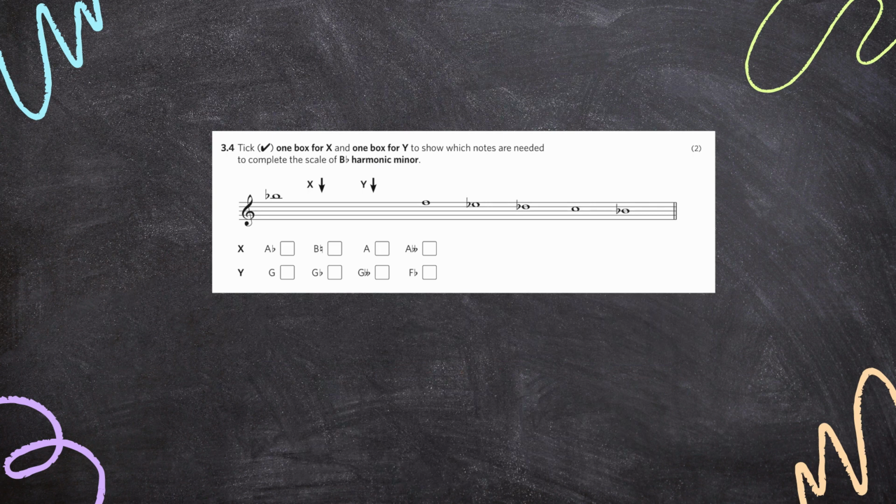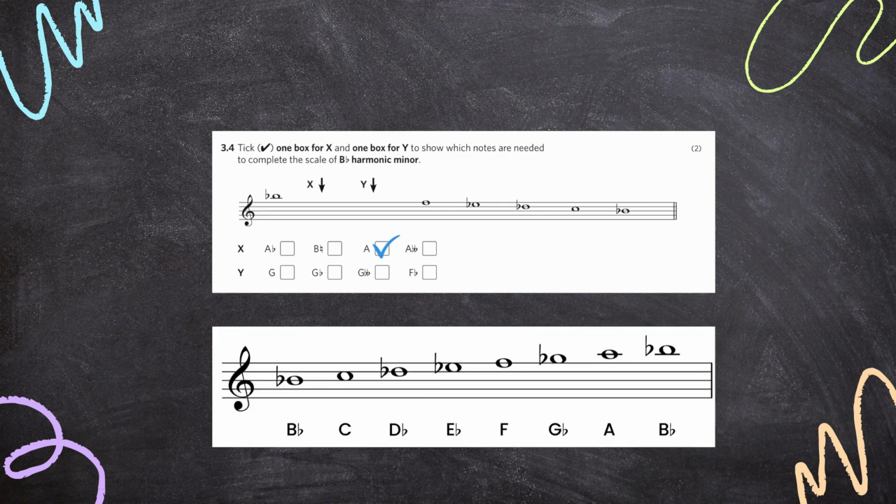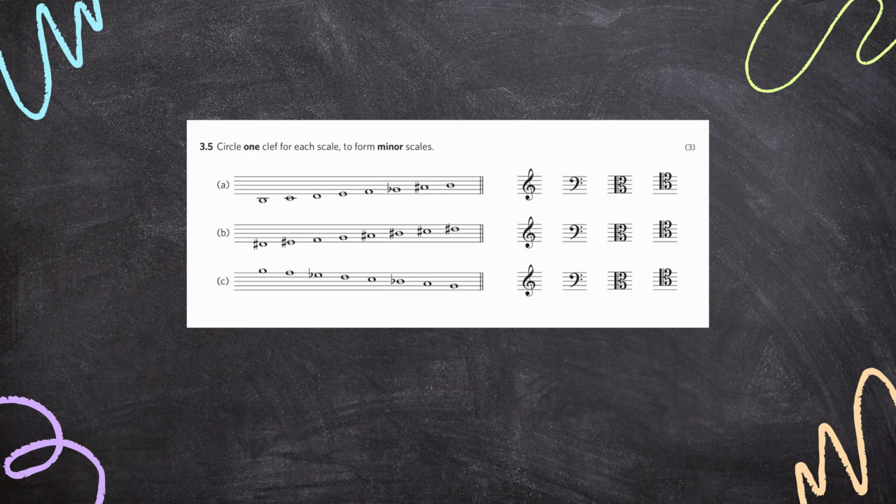Question 3.4 tests how well you know the pattern of scales. The question has suggested that the scale is in B flat harmonic minor. Remember, the basic pattern of a harmonic scale is like this. In X, the 7th scale degree should be a semitone away from the tonic. So the answer is A. In Y, the 6th scale degree should be a semitone away from the 5th one. So the answer is G flat. Remember the basic patterns of all major and minor scales, especially harmonic and melodic, and then this part will be easy for you. Question 3.5.